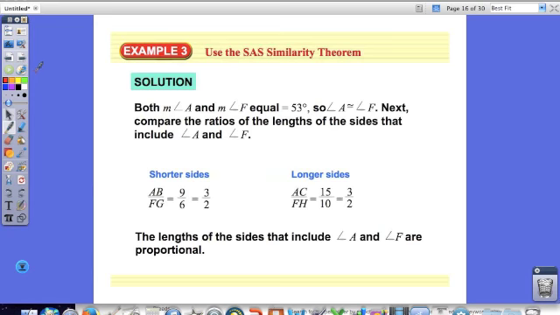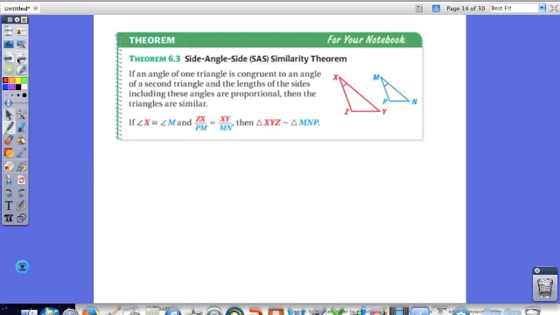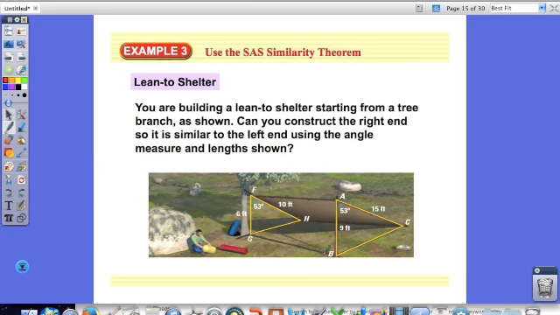So the lengths of the sides that include angle A and angle F are proportional. You see that here.